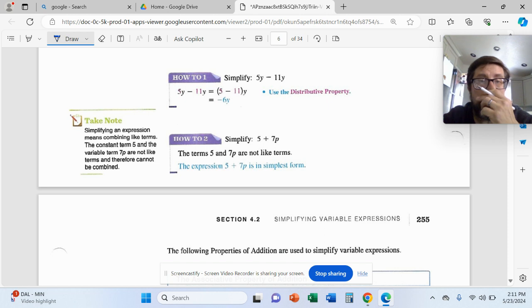Okay, Try It 1. Simplify 5y minus 11y. Well, right here it's splitting it up. It's taking the y off and putting it outside the parentheses. And it's saying, well, 5 minus 11 is negative 6. And then you plug the y on. Your answer is negative 6y. I'd pause it and do the next one on your own.